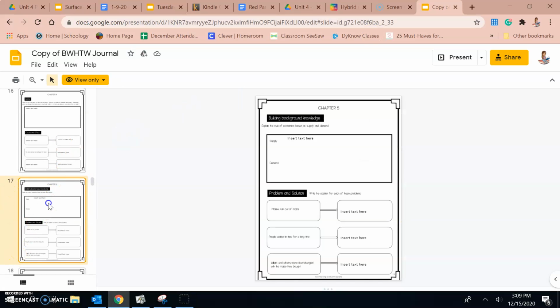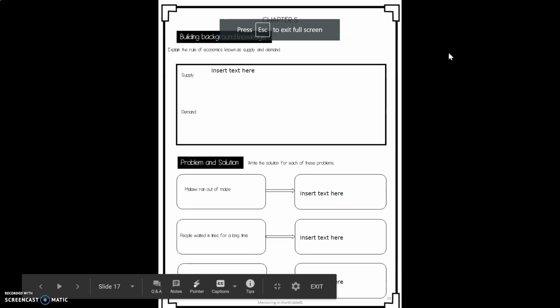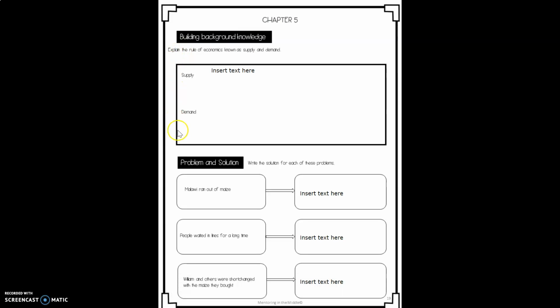We are on slide number 17, which is Chapter 5. What I would like you to do to start before I read is pause this video and fill in the building background knowledge square. It says, explain the rules of economics known as supply and demand. Now, this is just based on your background knowledge, so if you have no idea what supply and demand is, you may type and say, I do not know what supply or demand is.